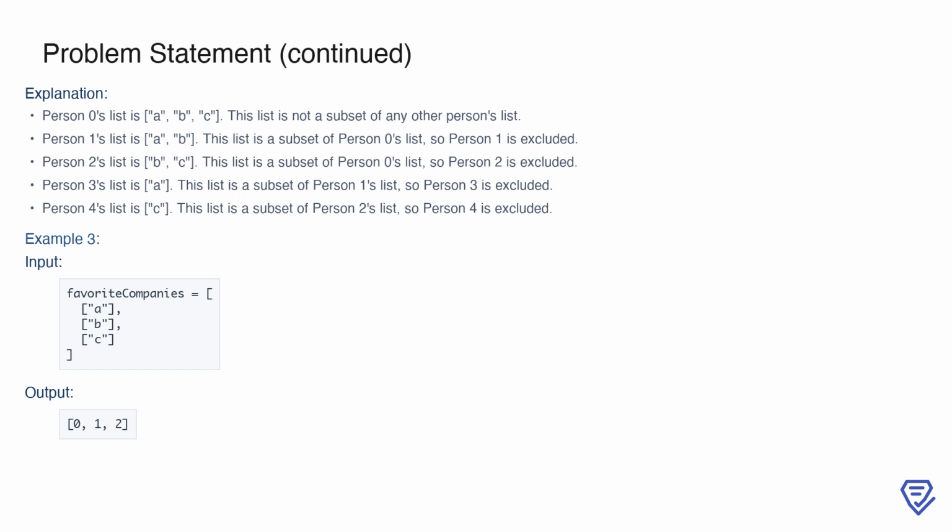Person 1's list is A, B, which is a subset of person 0's list, so person 1 is excluded. Similarly, person 2's list, B, C, is also a subset of person 0's list, so person 2 is excluded. Person 3's list, A, is a subset of person 1's list, so person 3 is excluded as well. Finally, person 4's list, C, is a subset of person 2's list, so person 4 is excluded. Therefore, the output is 0, as only person 0's list is not a subset of another.